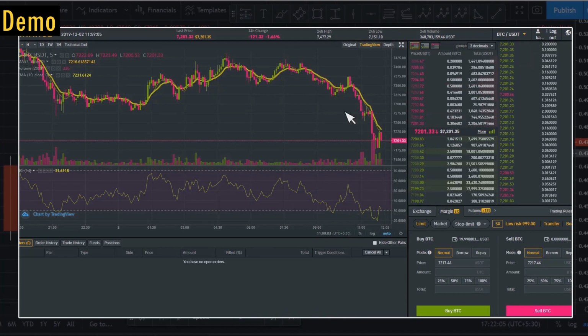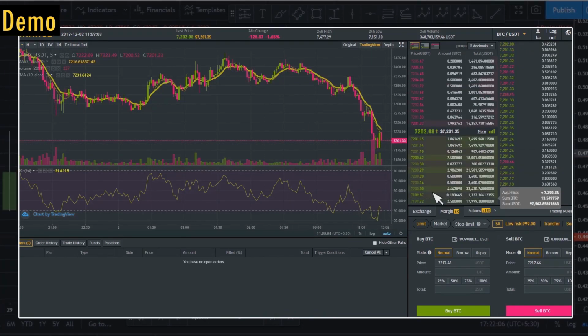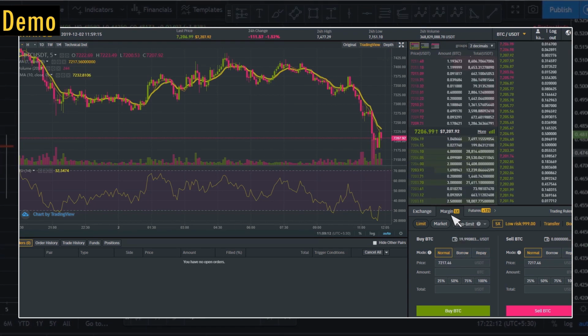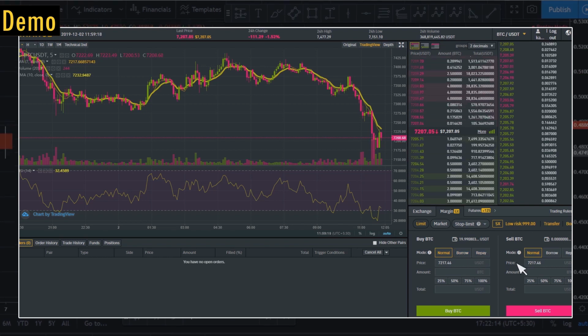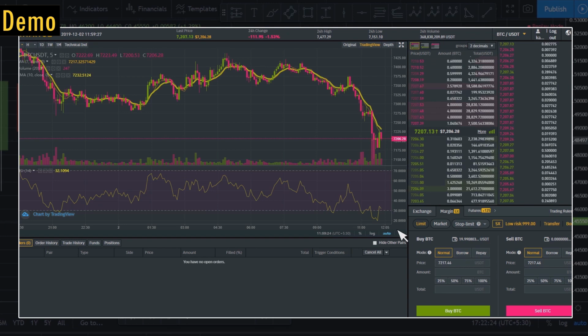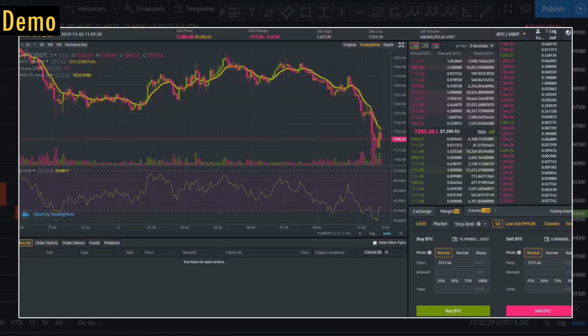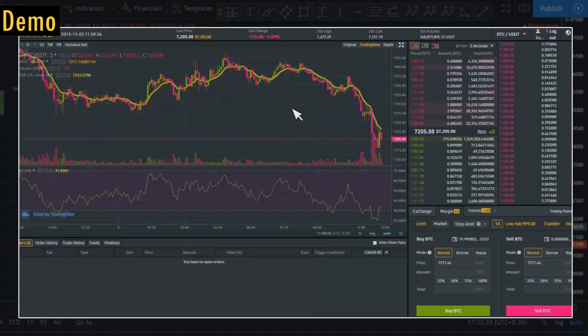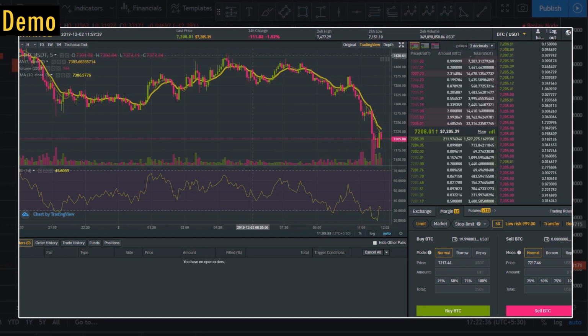Okay, and the borrow and repay step that I did earlier, you can also do it over here. So if you go to the margin tab, you can see normal, borrow and repay. So depending on a long trade or short trade, you can select these options appropriately. But if you select these, you don't really understand what's happening behind the scenes. So that is the reason I did each individual step manually, so that you get a clear understanding of what's happening. Okay, now let's do a short trade.